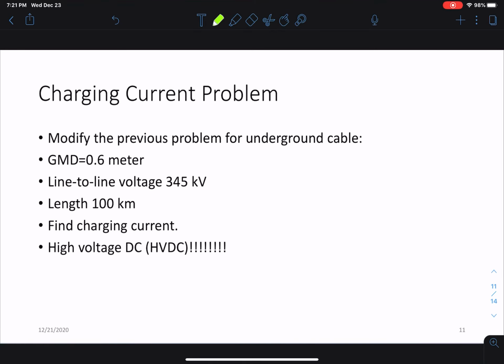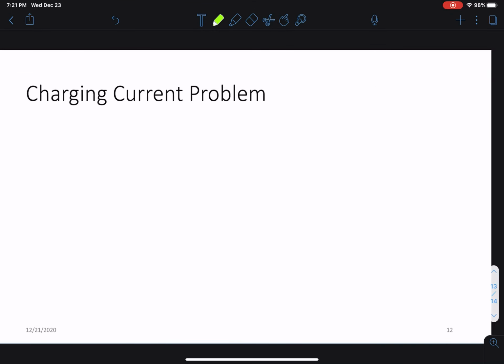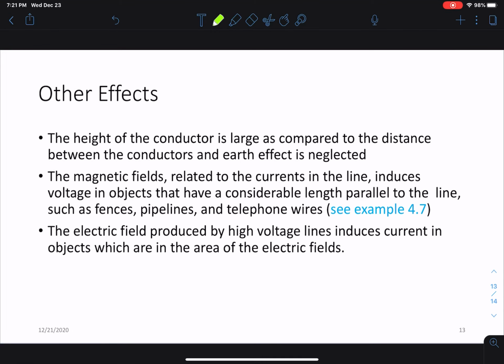We're going to talk about this example over here. Then there's some effect of the transmission line here. If the height of the conductor is large compared to the distance between them, you can ignore the earth effect. We'll talk about that. And magnetic fields: if your transmission line is carrying time-varying signals, it will induce voltage in the nearby conductor. If you have a long enough conductor, you have a voltage induced in the conductor. If you have voltage induced, you can have current in there too. So that's why fences or any other long conductor close to a transmission line could have induced voltage and current in there.